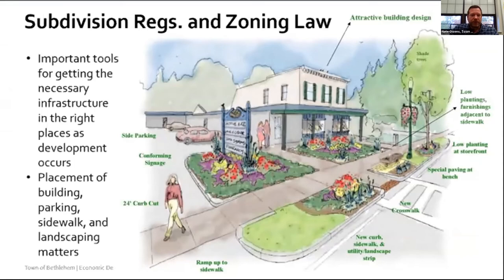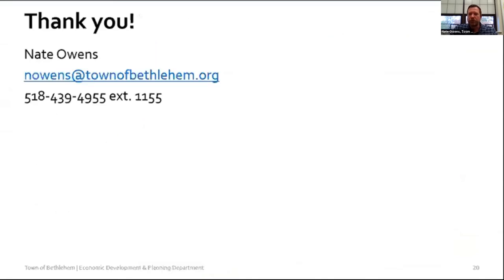There's a lot of opportunity here for you to consider the different sites and how to keep pedestrians safe. So that's it for me, and I'm looking forward to your questions at the end.